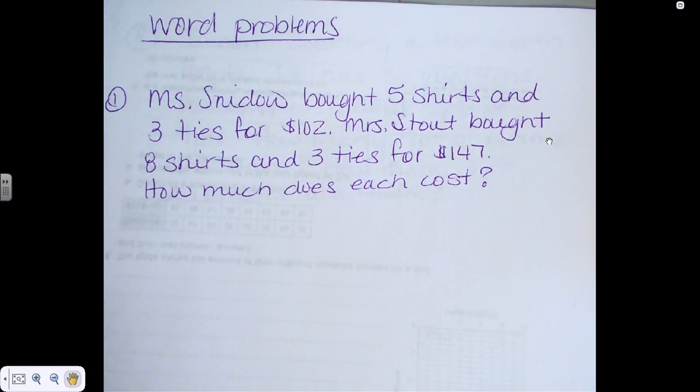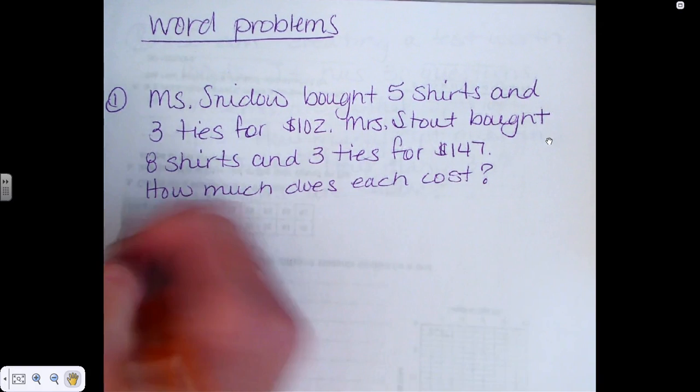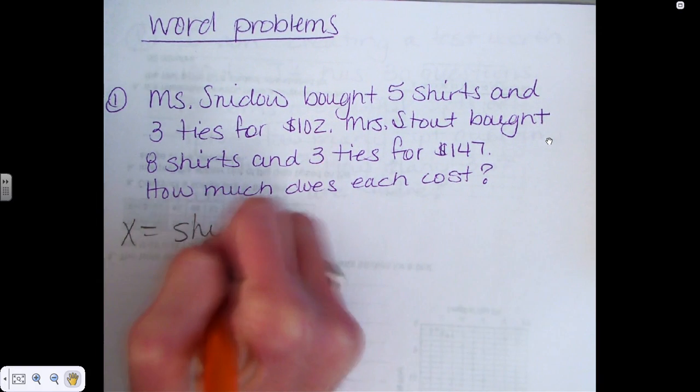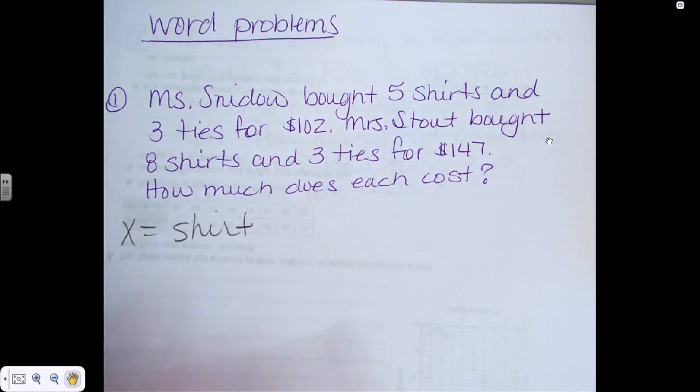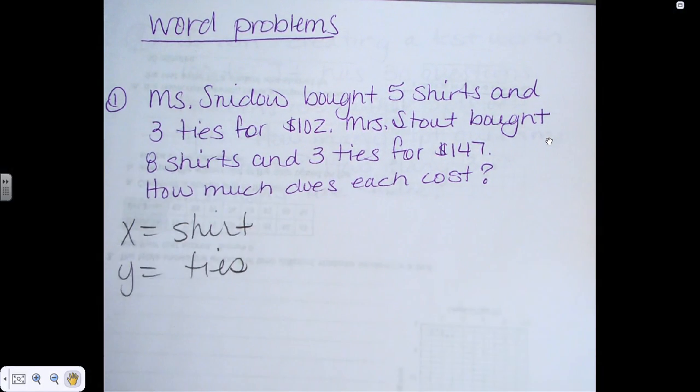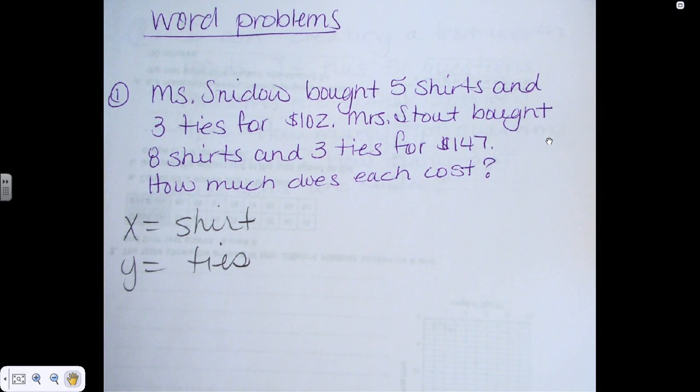So the first thing you want to do is define your variables. Well, we have 2 things here, shirts and ties. So I'm going to let X be my shirt. And usually the way I do it is whatever comes first in the problem is what I'm going to call X. So then whatever variable is second is going to be my Y. Okay, so shirts are X and ties are Y.